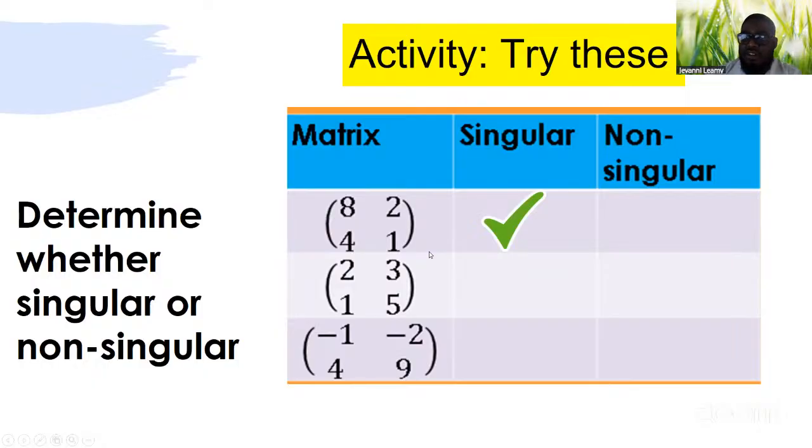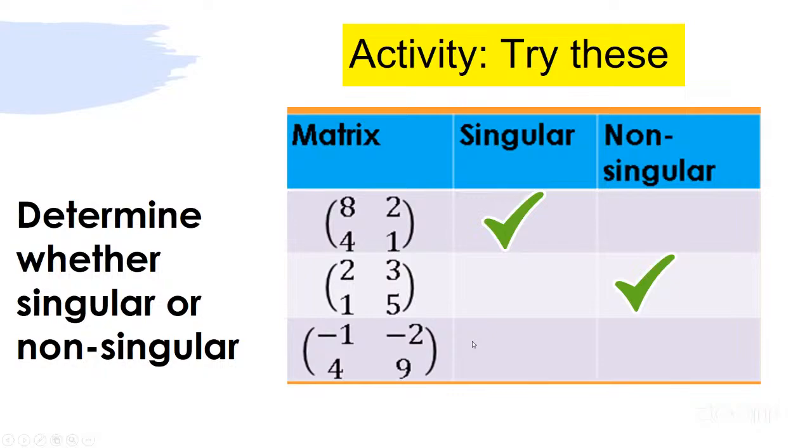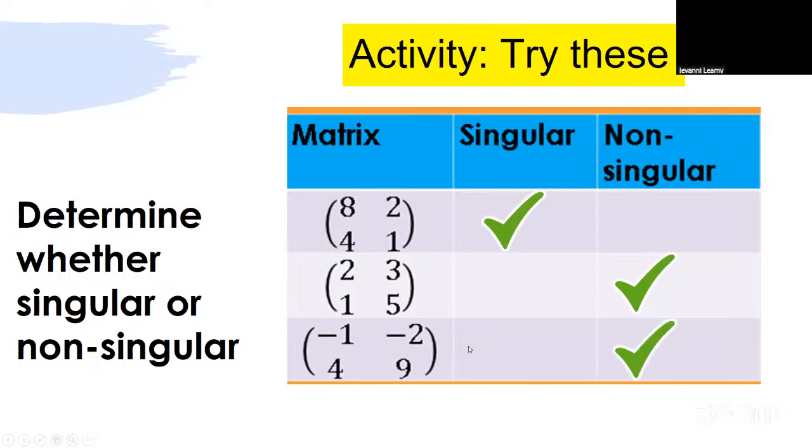What about the second one? Non-singular. All right. So 2 times 5 is 10, minus 3 times 1 is 3. So we have 10 minus 3, which gives us our lucky number 7. What about the last matrix? When we find the determinant, what will it be? Non-singular. The girls are taking it.